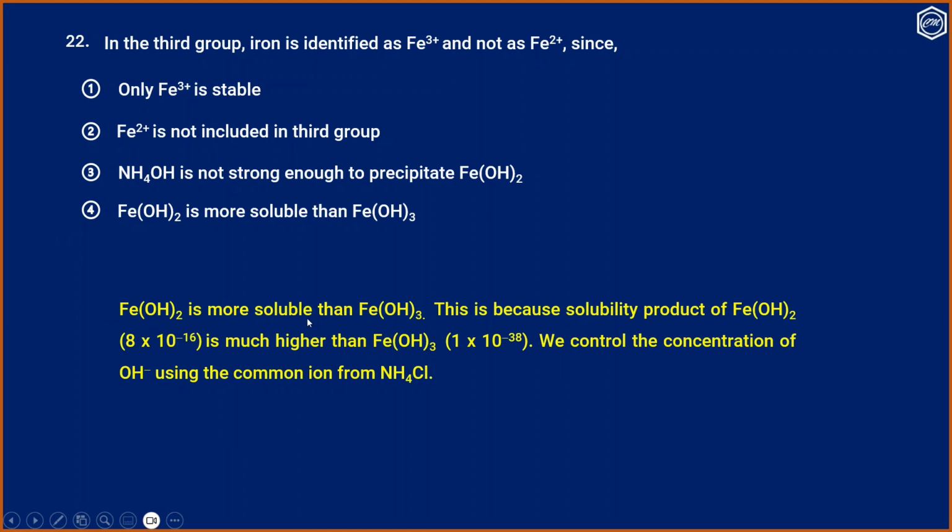Ferrous hydroxide is more soluble than ferric hydroxide. This is because the solubility product of ferrous hydroxide is 8 into 10 raised to minus 16, which is much higher than that of ferric hydroxide, that is 1 into 10 raised to minus 38. We control the concentration of OH minus using the common ion from NH4Cl. Therefore, Fe(OH)2 is more soluble than Fe(OH)3. Option 4 is the correct answer.